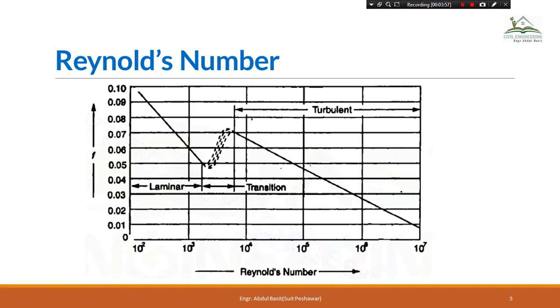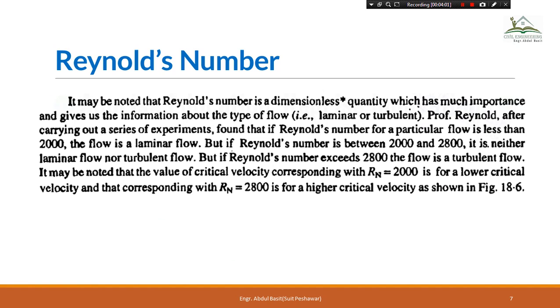This paragraph is very important, and I would like to mention it at the start of the tutorial. If the Reynolds number is between 2000 and 2800, this will be the transition zone. If the Reynolds number exceeds 2800, the flow is turbulent. Less than 2000 is considered laminar flow.